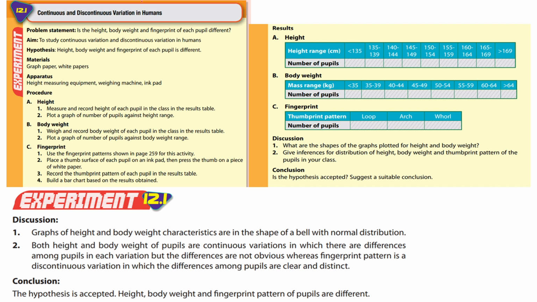Okay, this is an experiment to study the continuous and discontinuous variation in humans. So the problem statement is: are the height, body weight, and fingerprint of each pupil different? Okay, so the three characteristics here that will be studied are height, body weight, and also fingerprint.